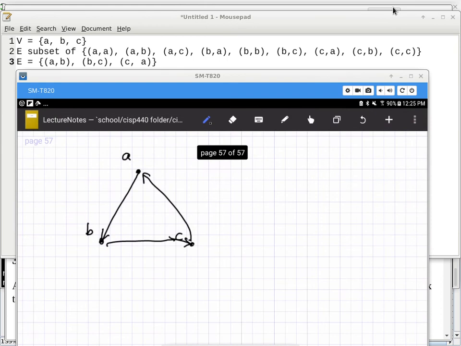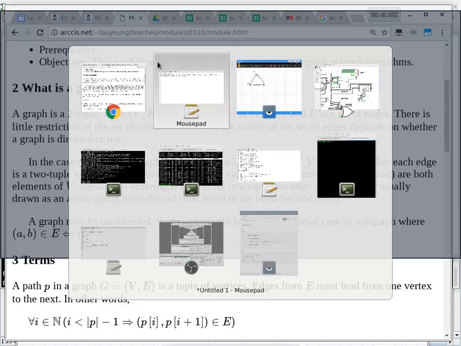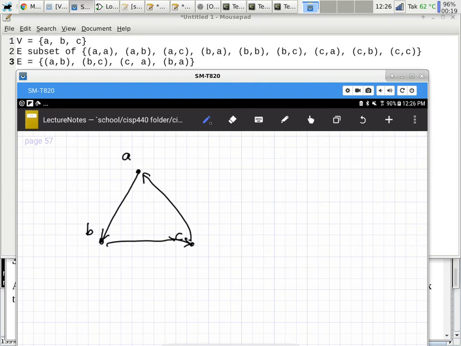So if we go back here and include another edge, we can have BA. Then in the graphical representation, we are getting the edge that goes from B back to A. This new edge is considered distinct and different from the one going from A to B. In the set representation, it's pretty clear because the tuple AB is not the same as the tuple BA. You guys okay?